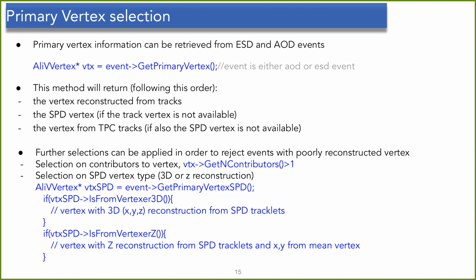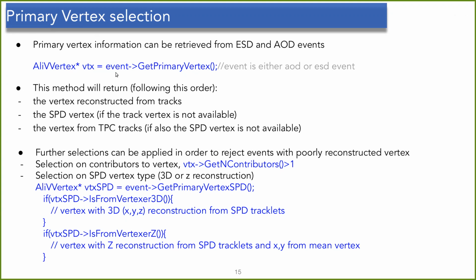Now in these reconstructed vertexes, one needs to put some cuts. The first cut is to get a proper reconstructed vertex. So how can we do that? How can we select a proper reconstructed vertex? First, you can get the vertex information from AliVVertex. So you need to call this class, AliVVertex.